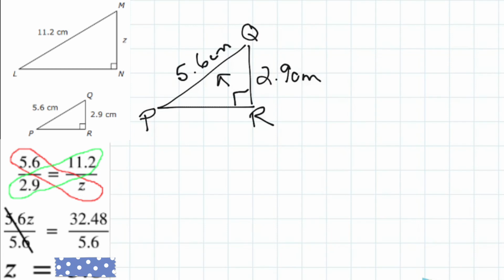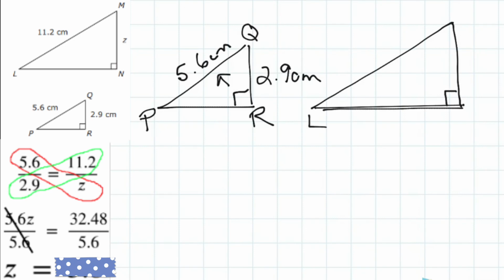Next, I'm going to draw the larger triangle right next to the smaller one. Even though we can't draw the triangles perfectly, obviously, they will be much easier to compare side by side. So the larger triangle is right triangle LMN. We are given the length of the hypotenuse for this one as well. It is 11.2 centimeters. What we don't know about the side length of the larger triangle is the height, which is labeled Z. So that's the value we need to find.